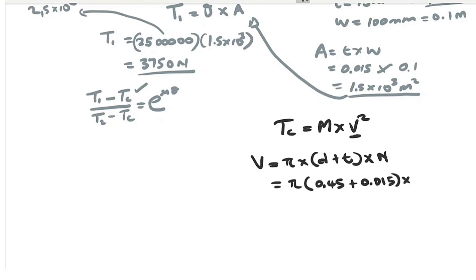Then the rotational speed here, let us convert the rotational speed first. It is 50 rotations per minute. Then we put 1 minute on top, 60 seconds on the bottom. We get 0.